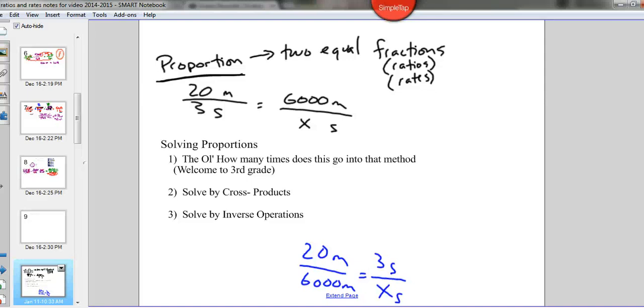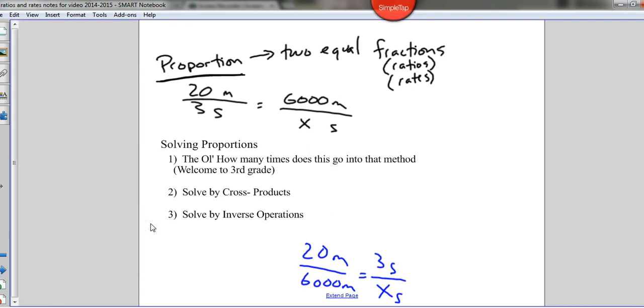Okay, Mr. Bossert here, talking right now about proportions, writing and solving proportions today.